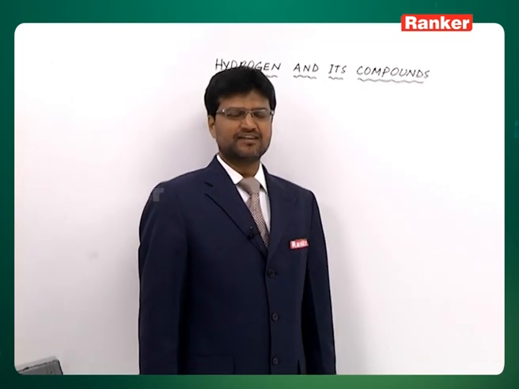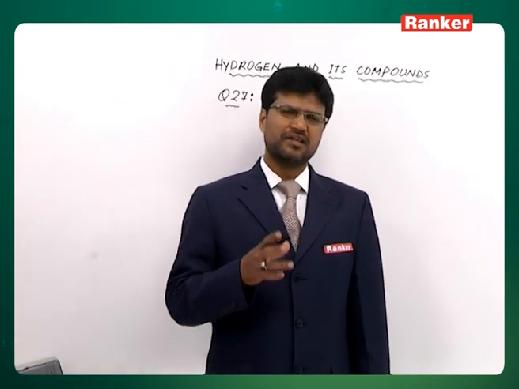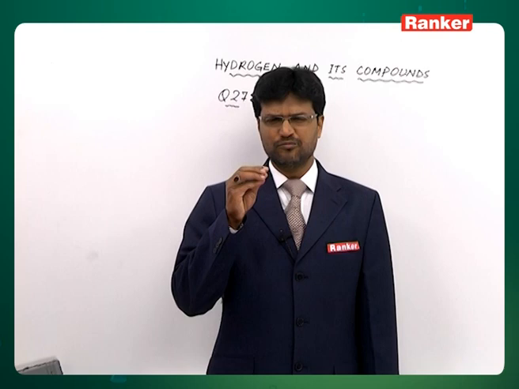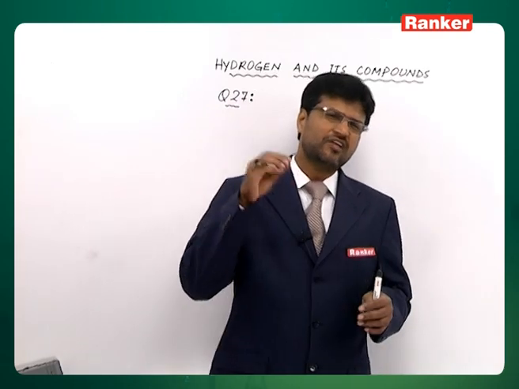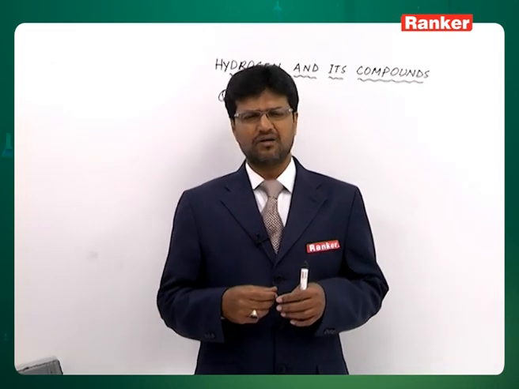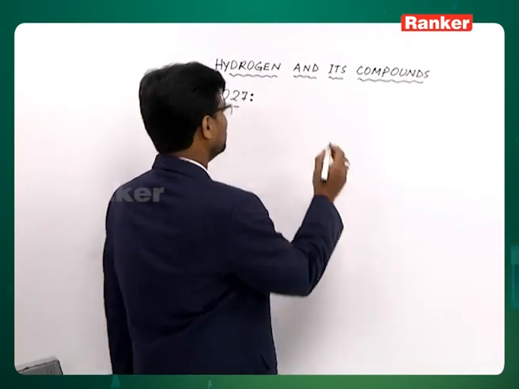Question number 27. In Clark's method, chemical added to hard water to remove its hardness is first option calcium oxide, second option calcium carbonate, third option is calcium hydroxide, fourth option is magnesium hydroxide. See, Clark's method is a method of softening of hard water, and it works for removal of temporary hardness. Milk of lime is added to hard water and you get a precipitate of calcium carbonate. So milk of lime is nothing but suspension of calcium hydroxide.